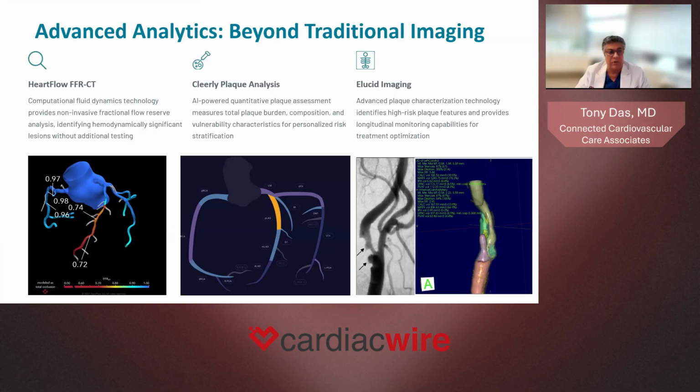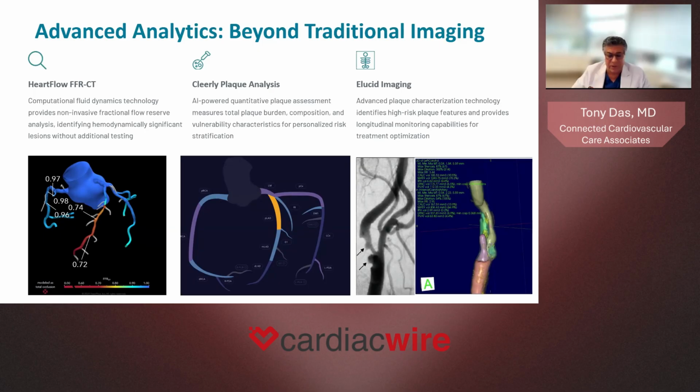Heart flow, which gives us computational flow analysis, can tell us exactly what is the likelihood that a lesion that at least looks on CT as significant has hemodynamic significance as well. And the location of those also helps us to guide our evaluation and treatment. I'll show you some examples of that. And Elucid kind of puts those 2 things together and then gives us kind of ground truth pathologic information that tells us, hey, this is maybe a high-risk plaque, kind of like the calcification schedules that we saw previously.